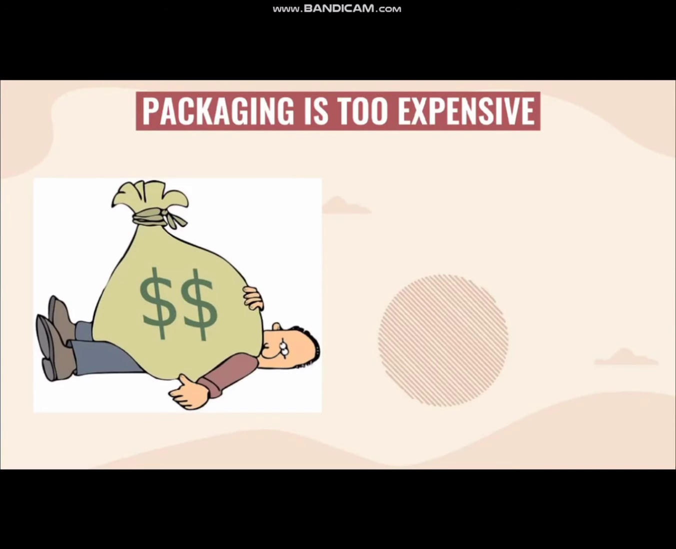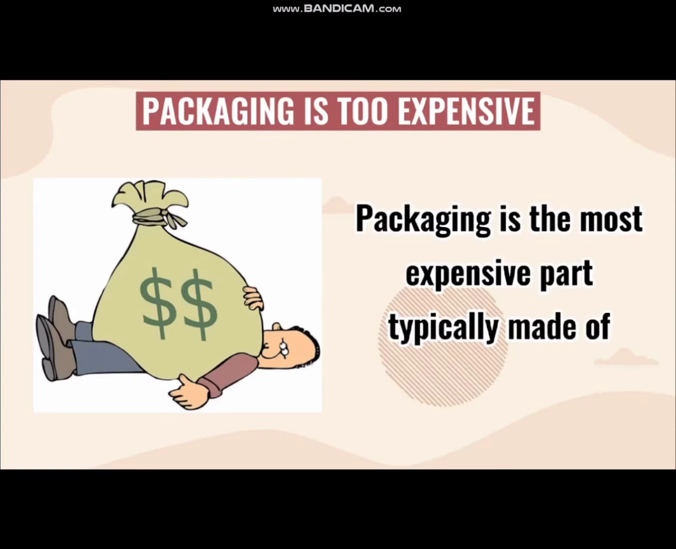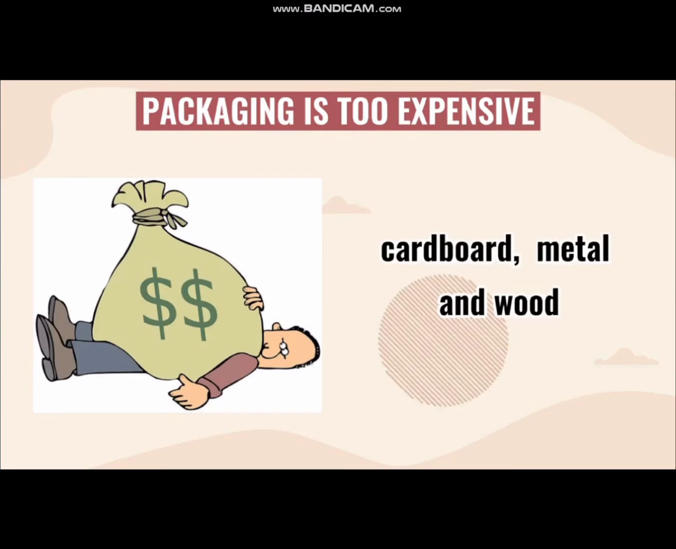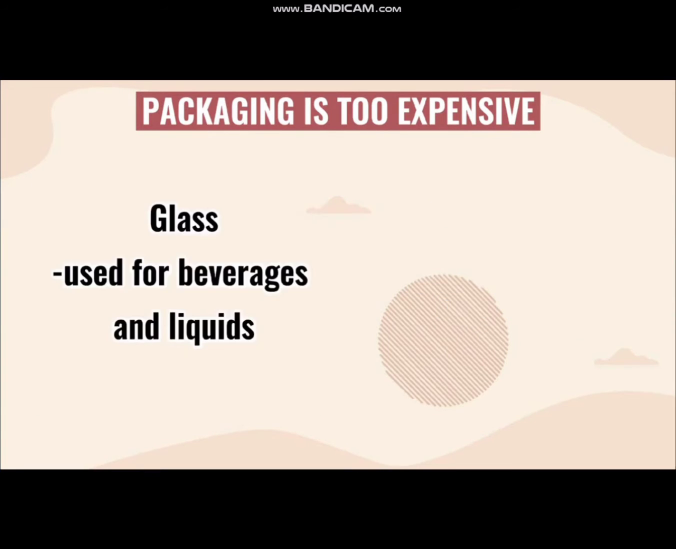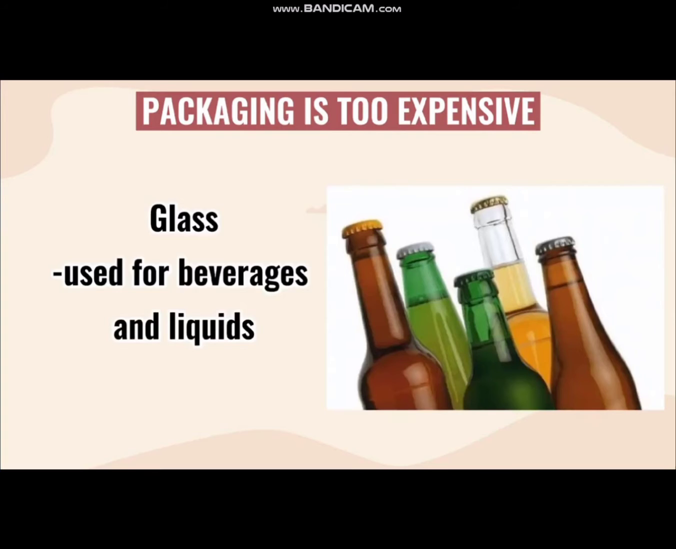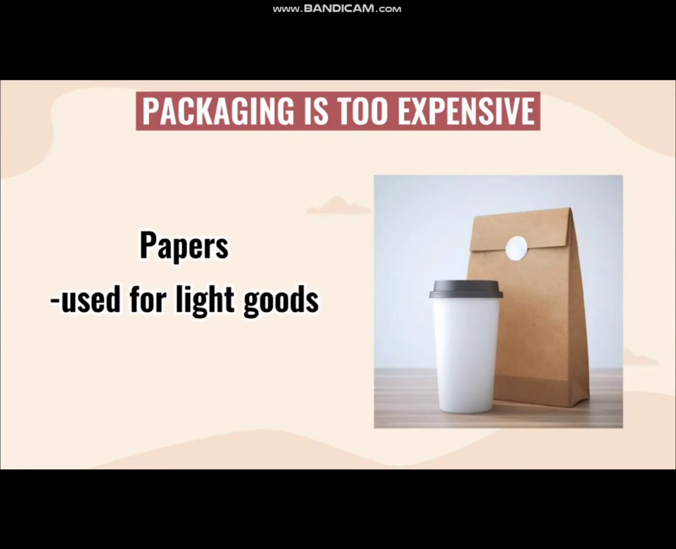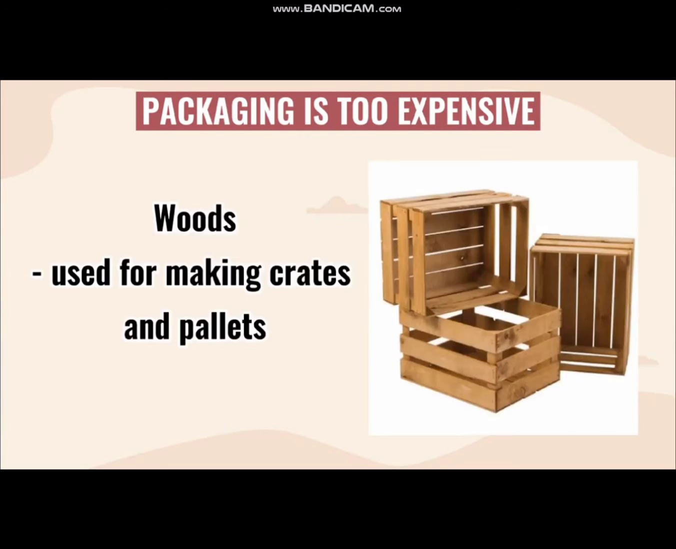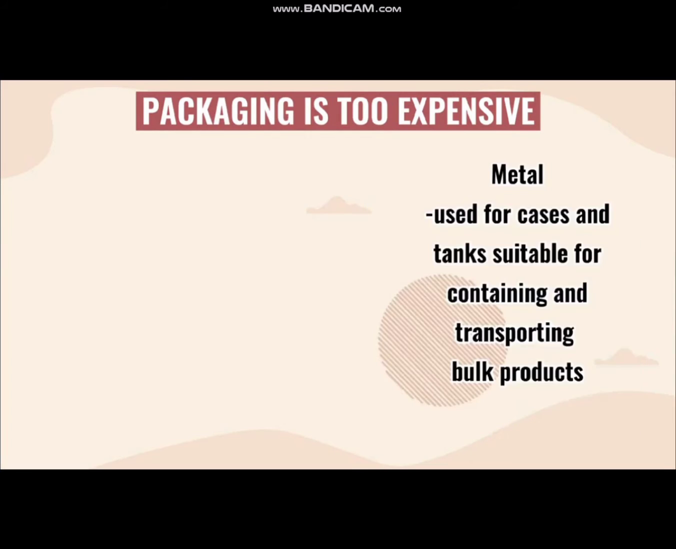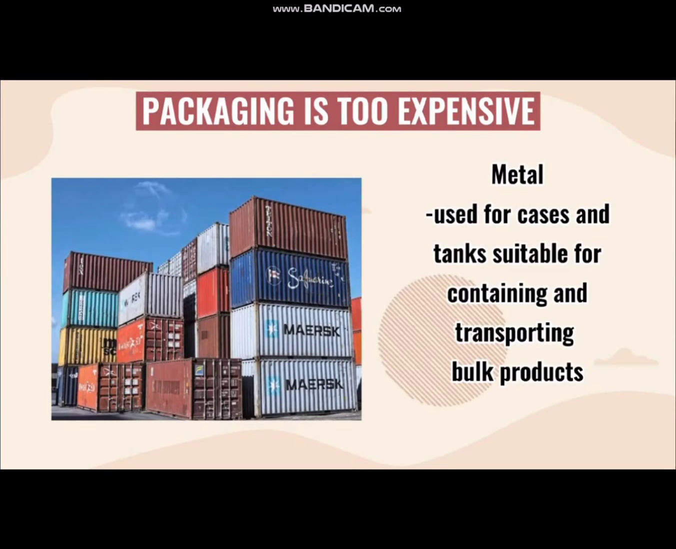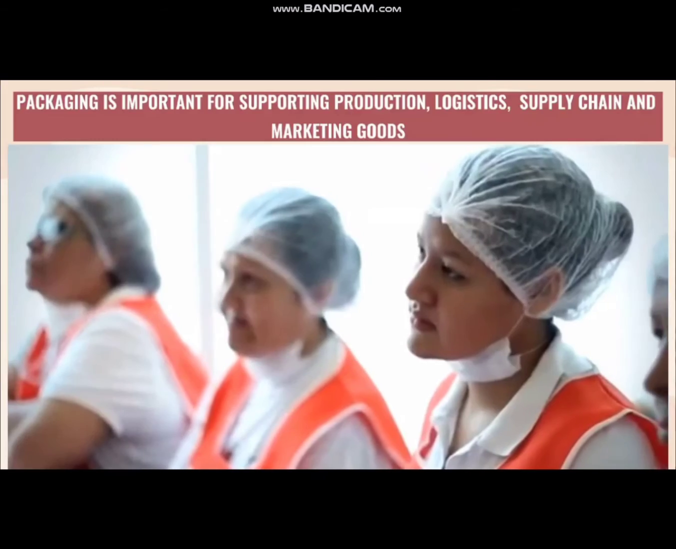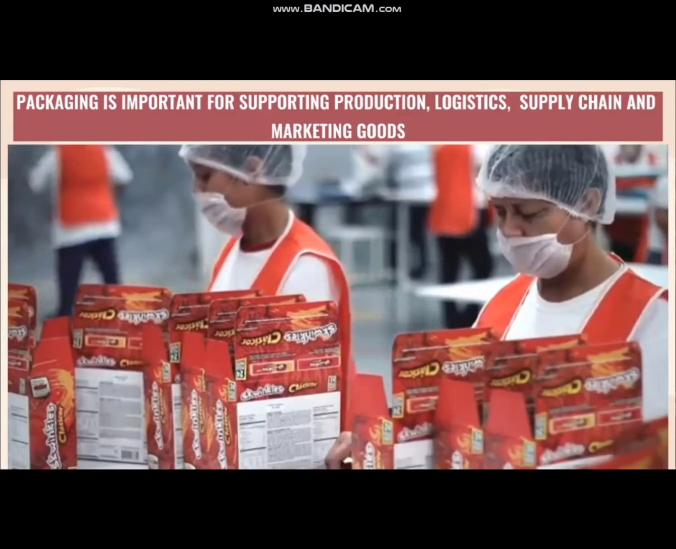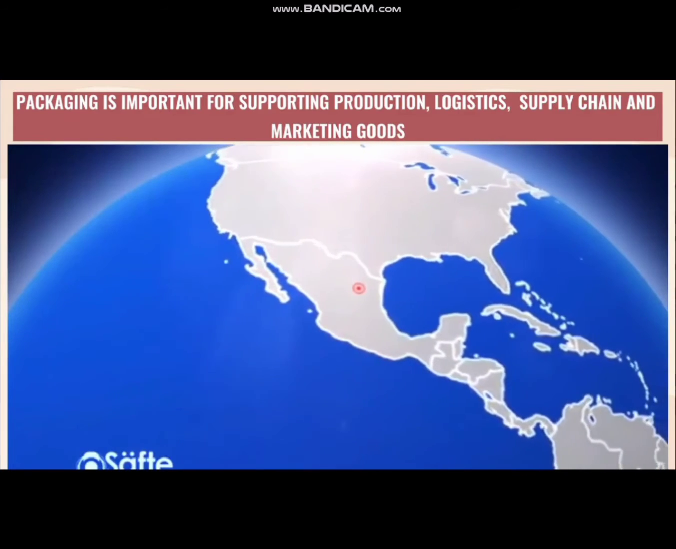First, packaging is too expensive. Packaging is the most expensive part, typically made of materials such as glass, plastic, paper, cardboard, metal, and wood. Glass is typically used for beverages and liquids. Paper is for light goods, and corrugated cardboard can be used for heavier goods. Wood is typically used to make crates and pallets, while metal cases and tanks are suitable for containing and transporting bulk products. Second, packaging is very important for supporting production, logistics, supply chain, and marketing goods.